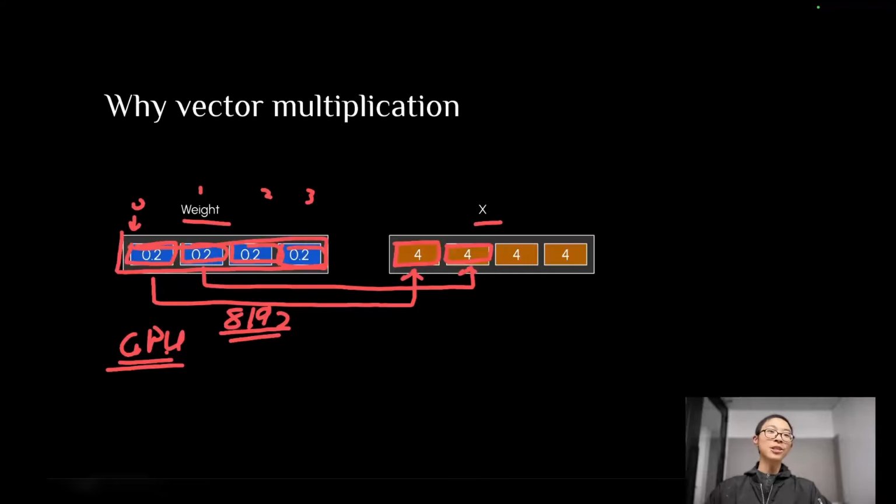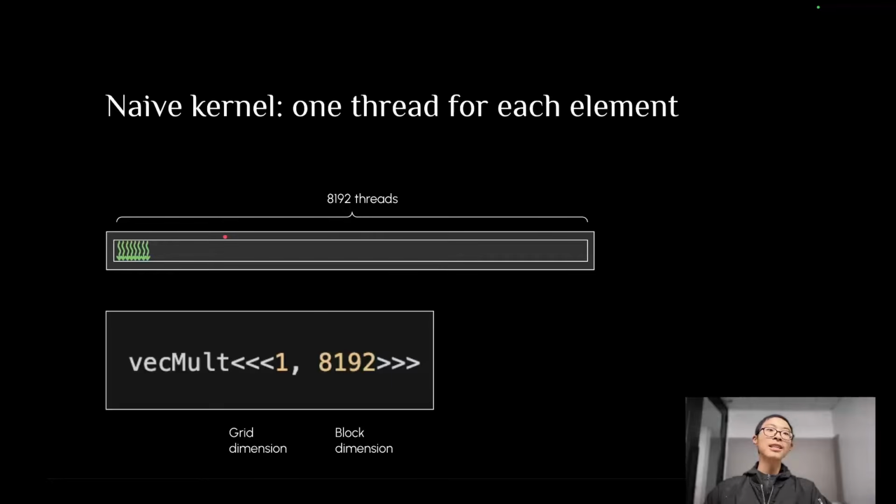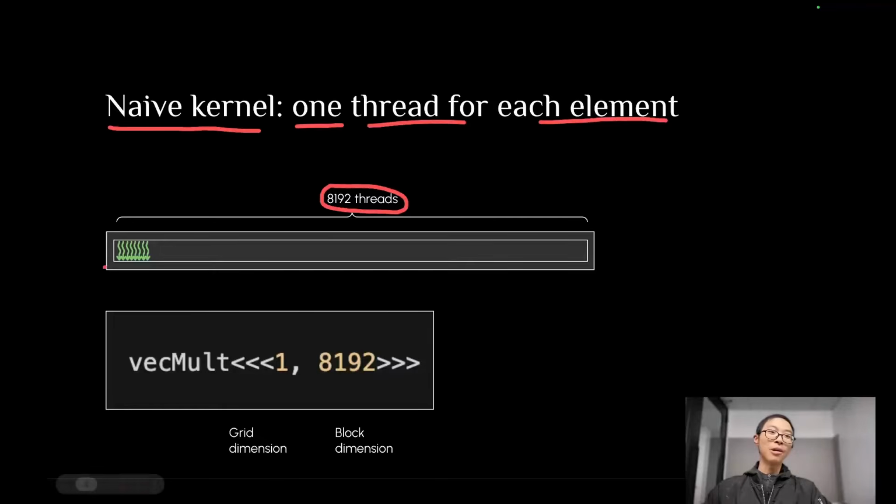One idea is to launch one thread to compute one element, and a second thread to multiply the second element. Since all of these are independent, we can launch 8,000 threads to calculate this vector multiplication. How does that work? We can write a naive kernel, which uses one thread for each element. Since the vector is of size 8192, we spin up 8192 threads, each one computing one element. To translate this into CUDA, we define a function called vectmult and launch 8192 threads.